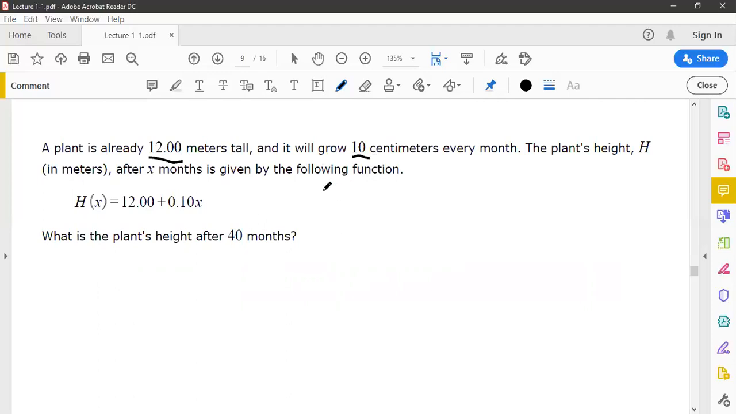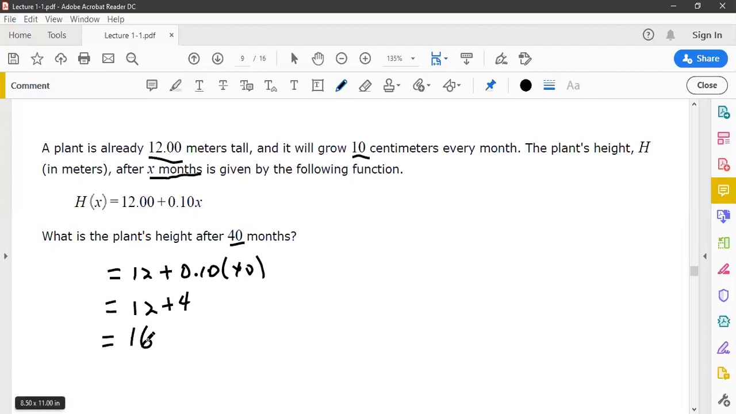Okay, so keep in mind again, make sure you're reading, and it says that x represents months. So that means the 40 is going to replace the x in the problem. So here we would have 12 plus 0.10 times 40. So we would have 12, and 0.10 times 40 is 4. So the answer would be 16. So again, pay attention to what the variable represents, and then you'll know where to plug the values in.